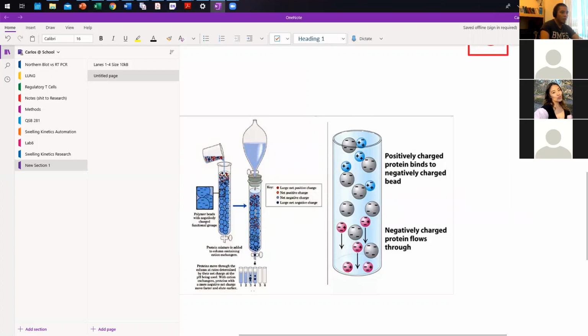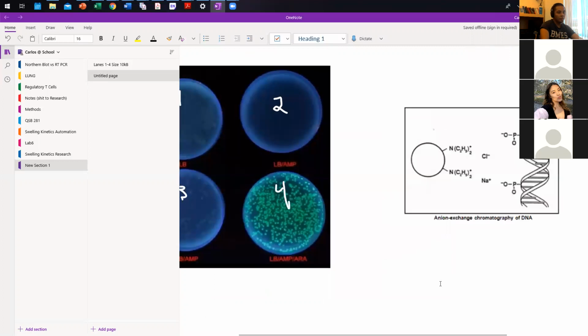And then once you remove those, you're able to run a few more buffers to fully clean it out, and then finally separate the plasmid from the beads. To separate them, you just need to add a salt solution. Some of the salt will compete for the spots that are on the beads. So for instance, they use salt, sodium chloride, here.